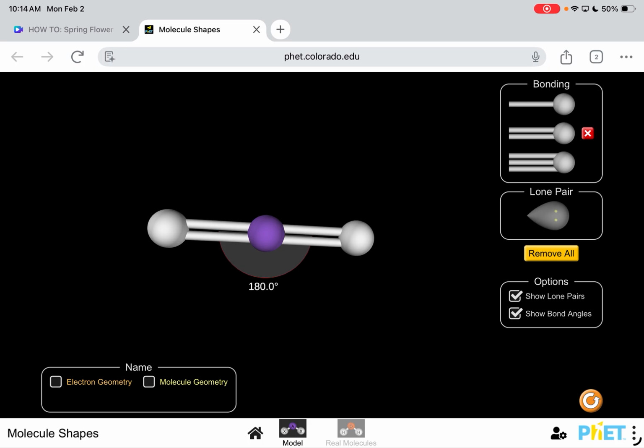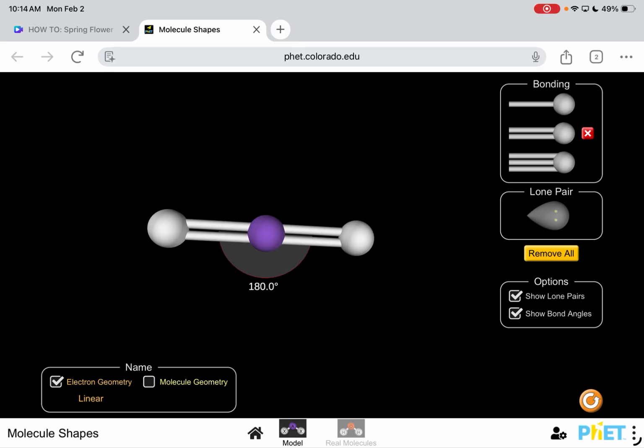So for right now, we're just going to start with electron geometry. So I'm going to click that on. It says it's linear. So it's not a hard name to memorize. It's in a straight line. We call it linear. And what that electron geometry is telling us is the shape that the electron pairs take on. So how do those electron groups push away from each other? In this case, they push away in a straight line.